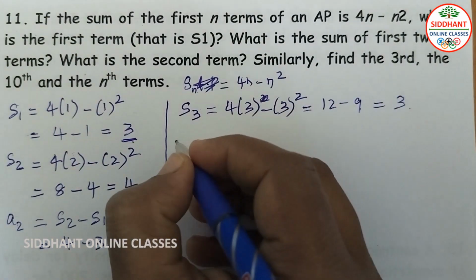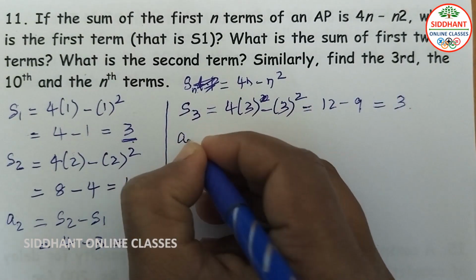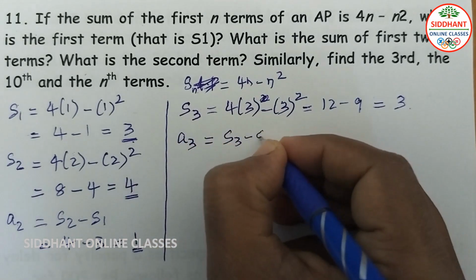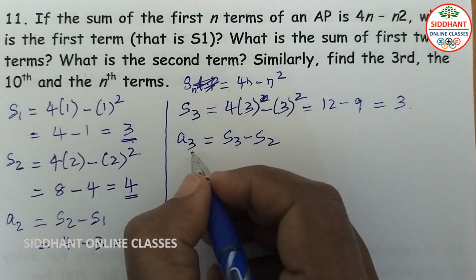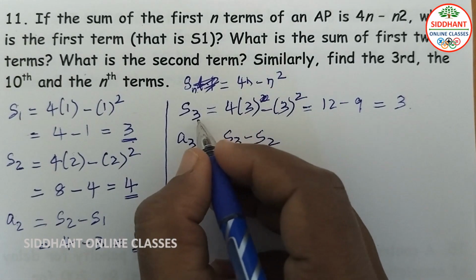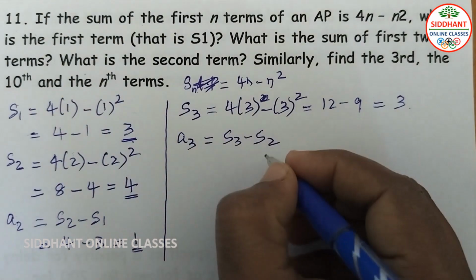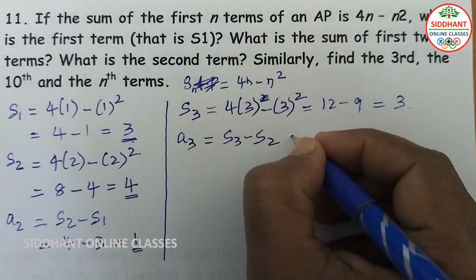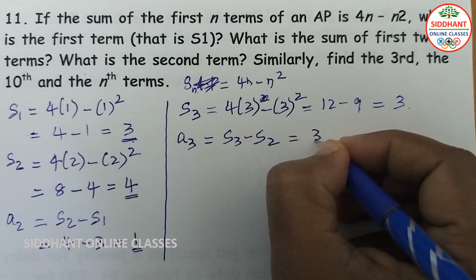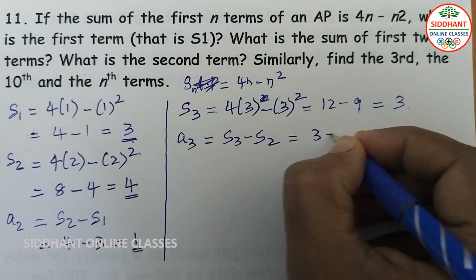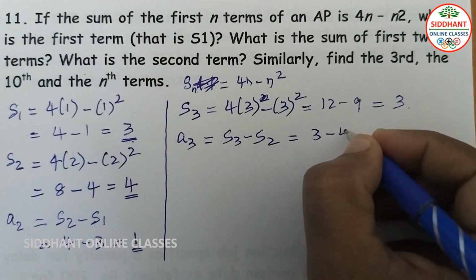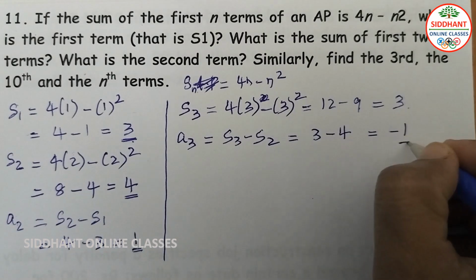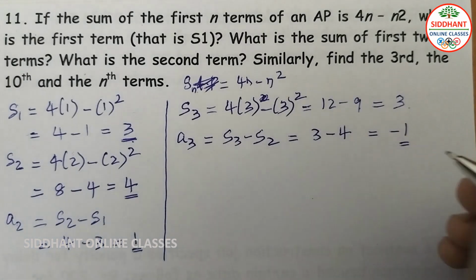Now the third term, when you are going to see, that will be a3, that equals S3 minus S2 here. So in order to find a3, first we find S3 here. So a3 will be equal to S3 minus S2. So that equals 3 minus 4 here, 3 minus 4. So that equals minus 1. So a3 will be minus 1 here.